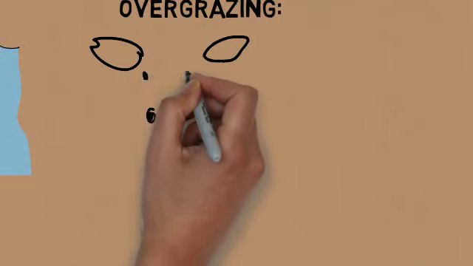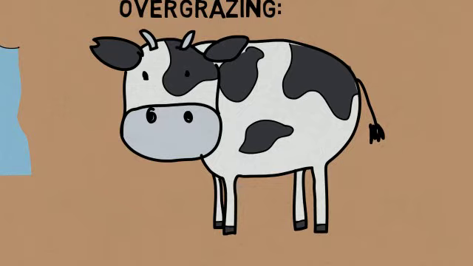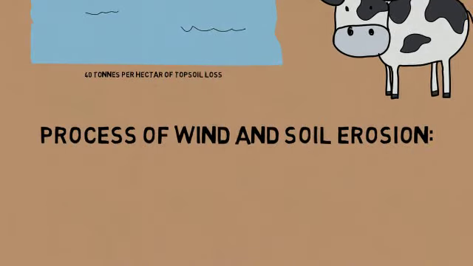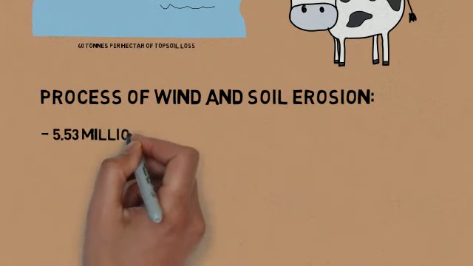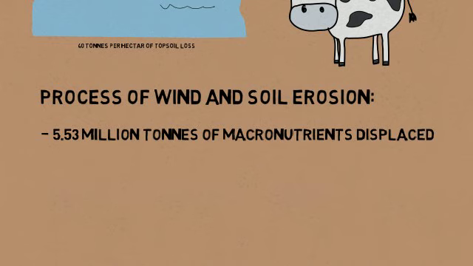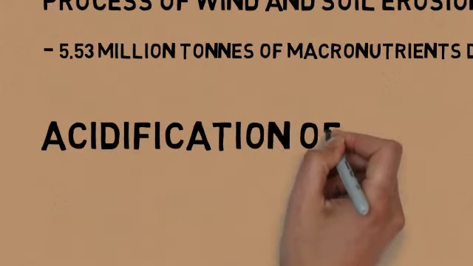Another cause is overgrazing, where we leave the soil bare and subject to effects from the wind. In India, 50 million hectares of land is affected by wind erosion. The process of wind and soil erosion causes an estimated 5.53 million tons of macronutrients loss, such as nitrogen, phosphorus, and potassium, which are key to the health of soil.